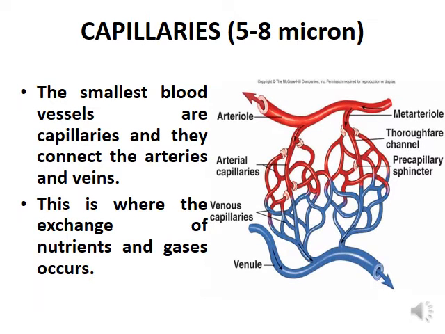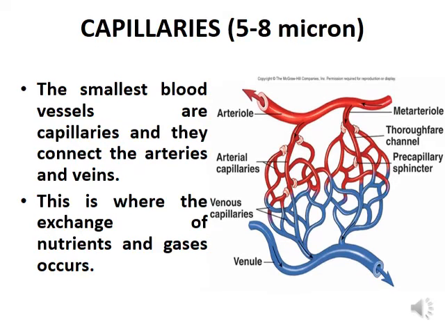So these are the smallest, these capillaries, and they connect the arteries and the veins, and they are so thin that they only allow one red blood cell to move at a time. Thereby, they ensure that stuff is going to be exchanged nicely, okay?